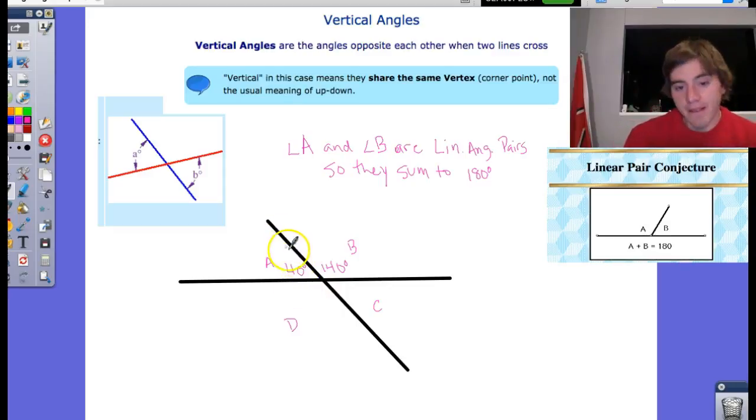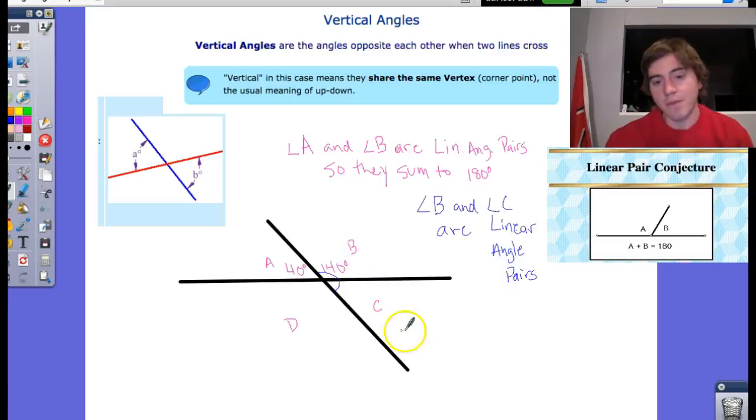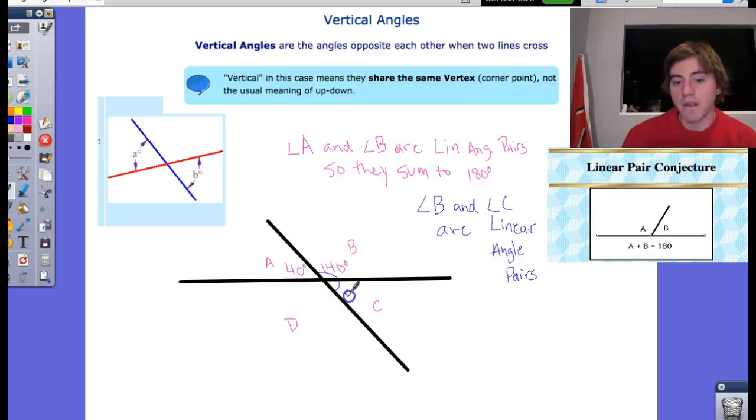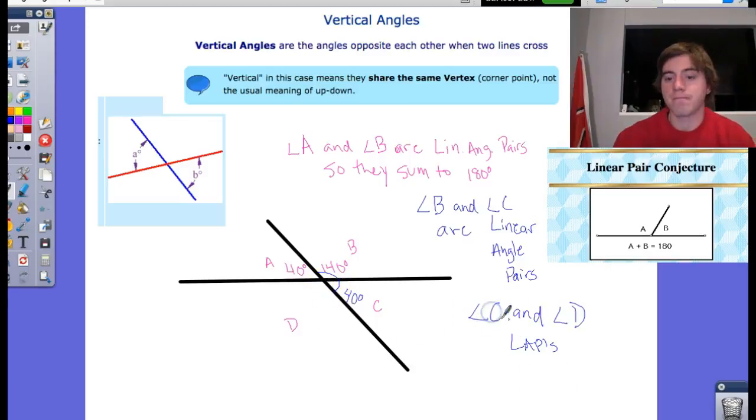Well, here's the thing. This is a line, right? This line cut that. So this line coming through here, this has to be a straight angle. Let me mark that. This right here has to be a straight angle. Angle B and angle C are linear angle pairs, so they have to sum to 180. So 140 plus 40 is 180. Well, this is a straight line on the other side. We already knew that because of here. But this has to sum to 180, right? Angle C and angle D are linear angle pairs as well. So this 40 and whatever this is has to be 180 as well. So this has to be 140.